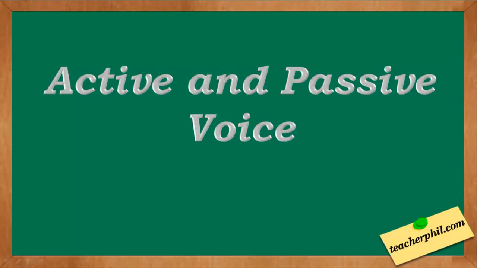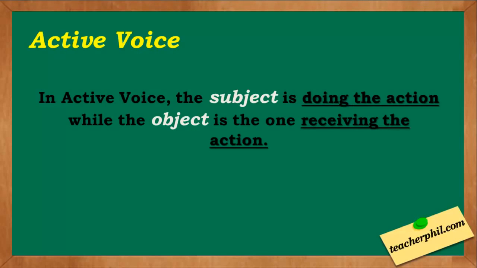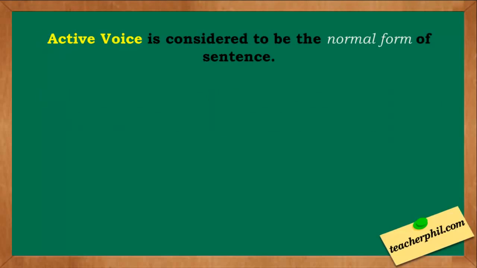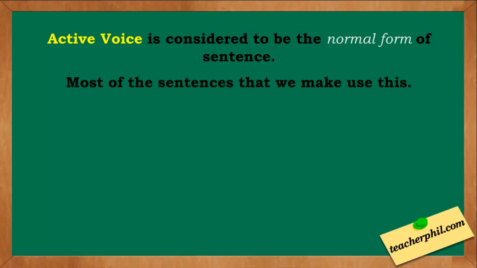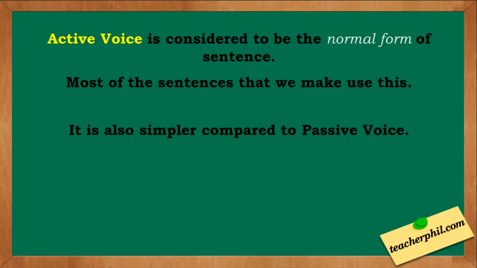Active and passive voice. In active voice, the subject is doing the action while the object is the one receiving the action. Passive voice is not wrong, but active voice is considered to be the normal form of sentence. Most of the sentences that we make use this. And it is also simpler compared to passive voice.